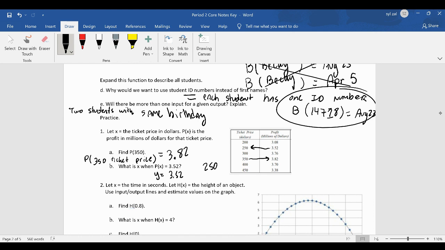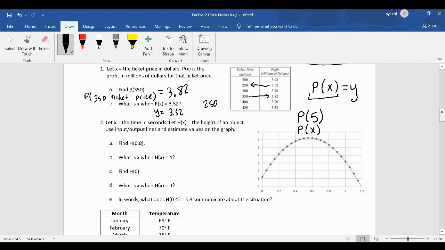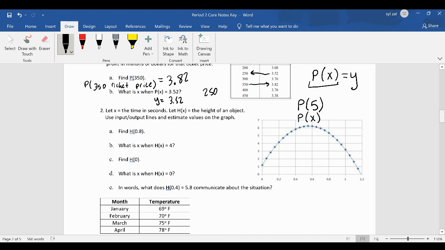And another way that I like to think about this when I set it up is like P of X equals Y. So you know that X is here, and you could always replace. If the X is missing, you'll see that it's missing here. But let's say I have like P of 5. Well, that means that X is your 5 because it was put inside. So on this next problem here, like if you have h of 0.8, that is your x value. That was put inside for x here. So at 0.8, if I go over, that's about 5.2.